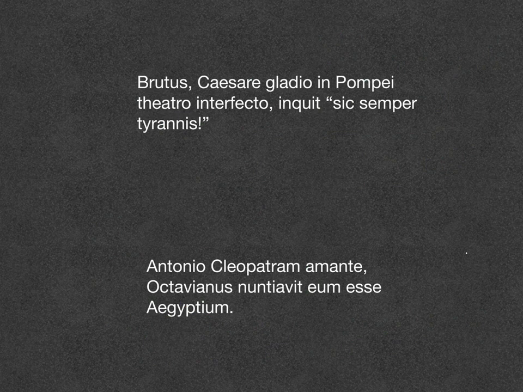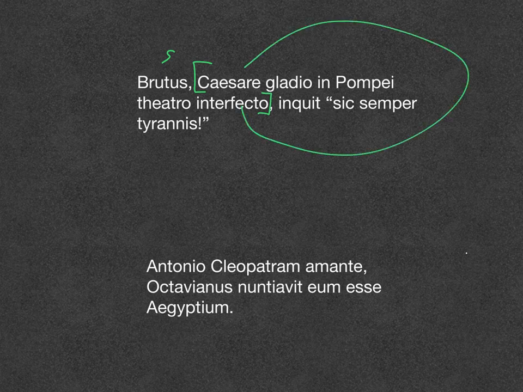All right, we're going to do two examples quickly. I'm not going to write out each translation, so you can rewind if you need to. The reasoning is I don't want to take too much time writing, and my handwriting is awful anyway. In the first example, we see Brutus, Caesare gladio in Pompei theatro interfecto, inquit sic semper tyrannis. I commaed off the ablative absolute for you, and you can say, okay, Brutus is the subject. Caesar starts a clause with the e, and the interfecto, make sure you know it's agreeing with it.